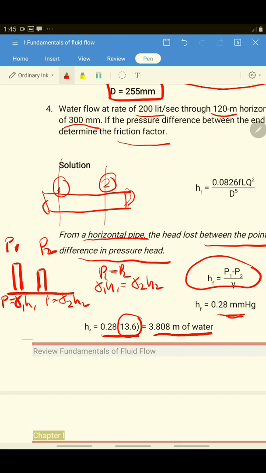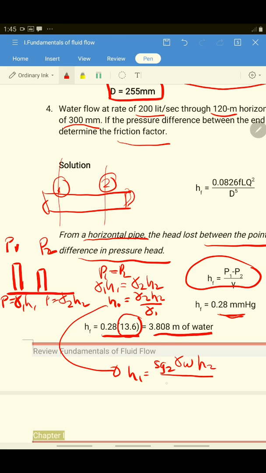Okay, so if you are going to get the height of fluid 1, which is equivalent to the height of fluid 2, you have gamma 2 H2 over H1. From that, your gamma 2 is equal to specific gravity of fluid 2 times the specific gravity of water times H2 over specific gravity of fluid 1, gamma of water, H1. So, cancel out this one.